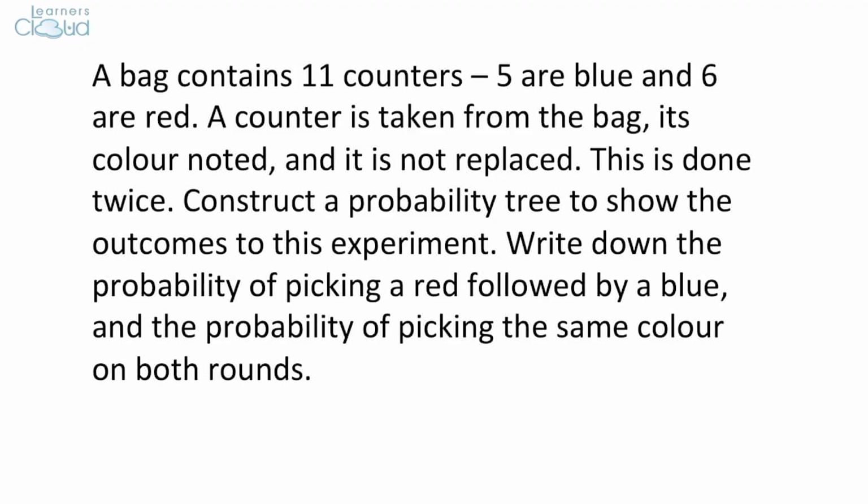This question here tells us that a bag contains 11 counters. 5 are blue and 6 are red. A counter is taken from the bag. Its colour is noted, but it is not replaced. This is done twice, and what they want us to do is construct a probability tree to show the outcomes to this experiment, and then write down the probability of picking a red followed by a blue, and then the probability of picking the same colour on both rounds.